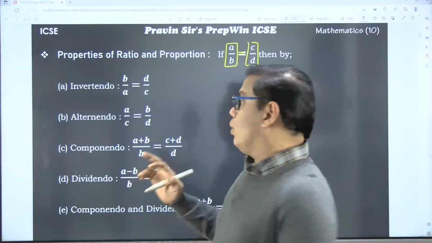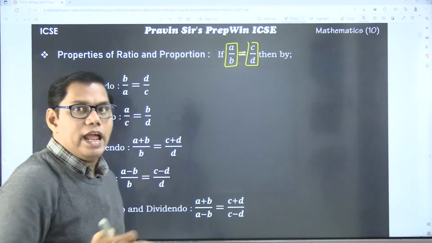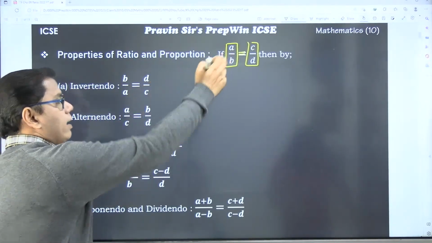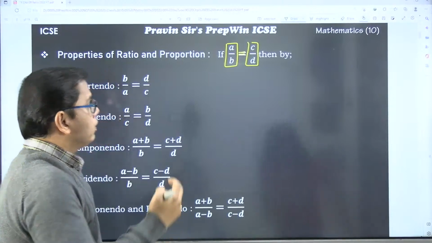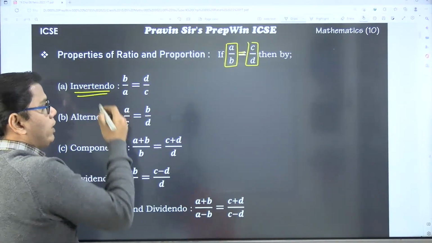As the name suggests, invertendo. Invertendo means what? You see your left hand side is A by B. When this becomes reverse, that is B by A, and right hand side is C by D, this becomes D by C. Then the property is called invertendo.